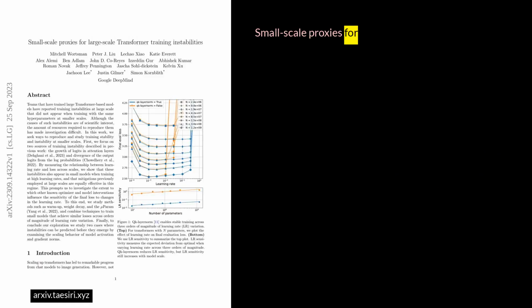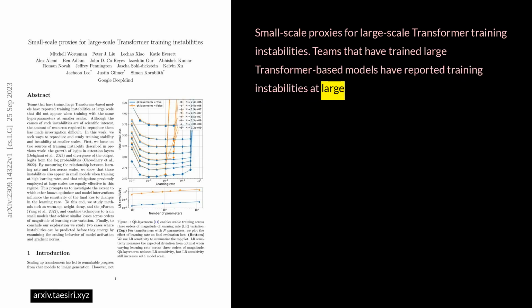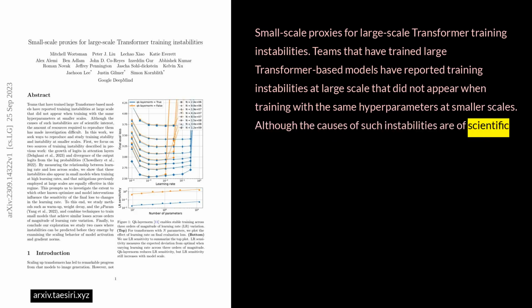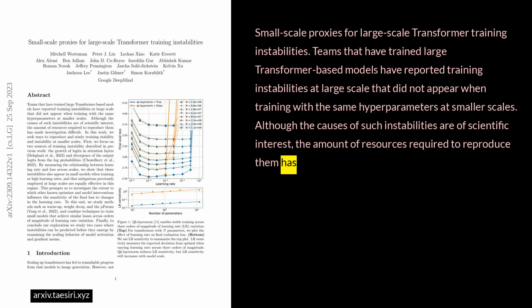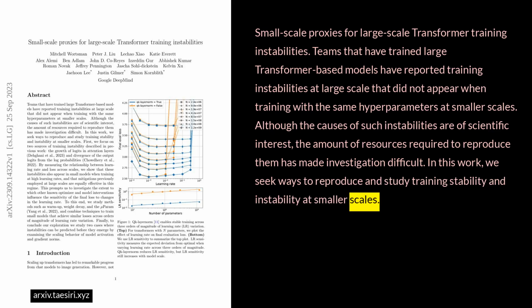Small-scale proxies for large-scale transformer training instabilities. Teams that have trained large transformer-based models have reported training instabilities at large scale that did not appear when training with the same hyperparameters at smaller scales. Although the causes of such instabilities are of scientific interest, the amount of resources required to reproduce them has made investigation difficult. In this work, we seek ways to reproduce and study training stability and instability at smaller scales.